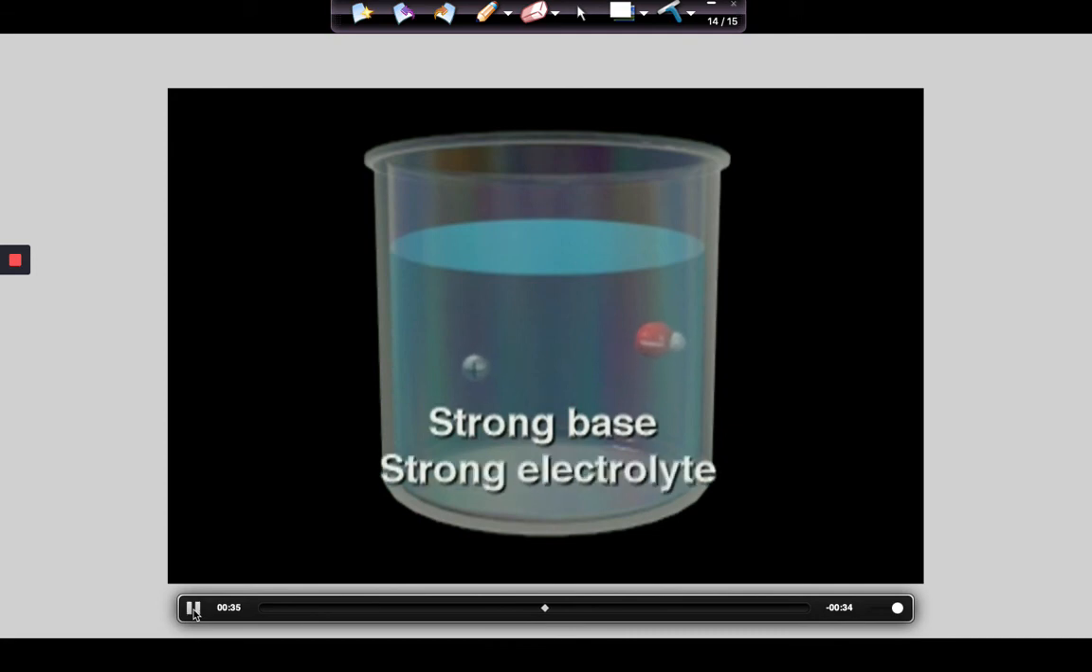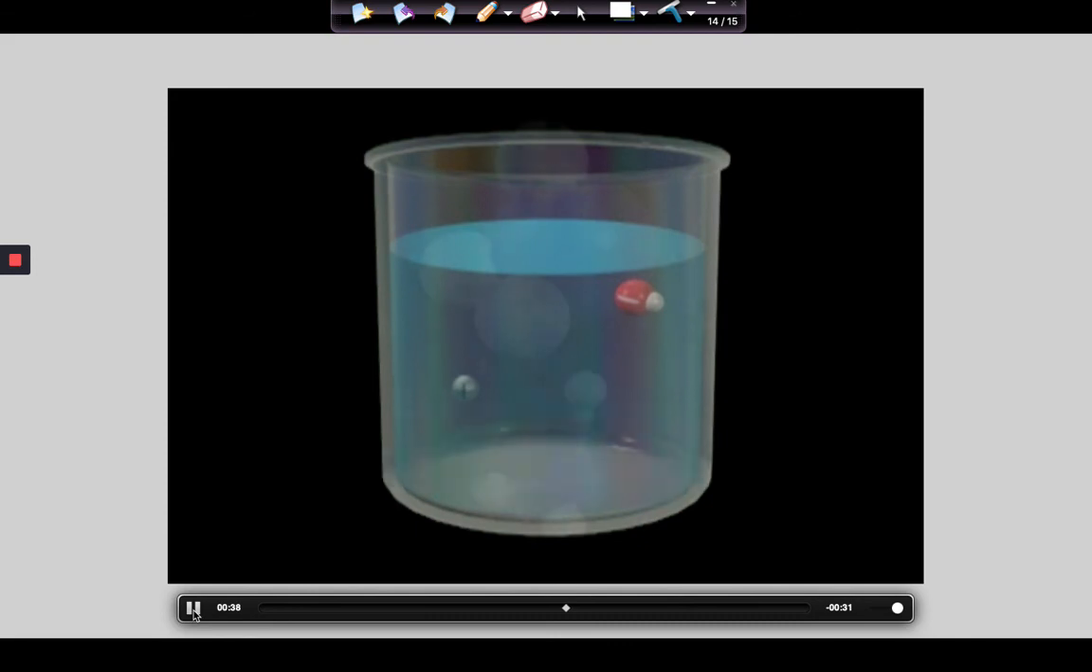Does that sit okay with you? Sodium's hydroxide, strong, never comes back together? Okay. It is also, of course, a strong electrolyte. And guys, make sure you're making that connection. Strong base is a strong electrolyte because they mean the same thing. Strong means completely breaks apart into ions.